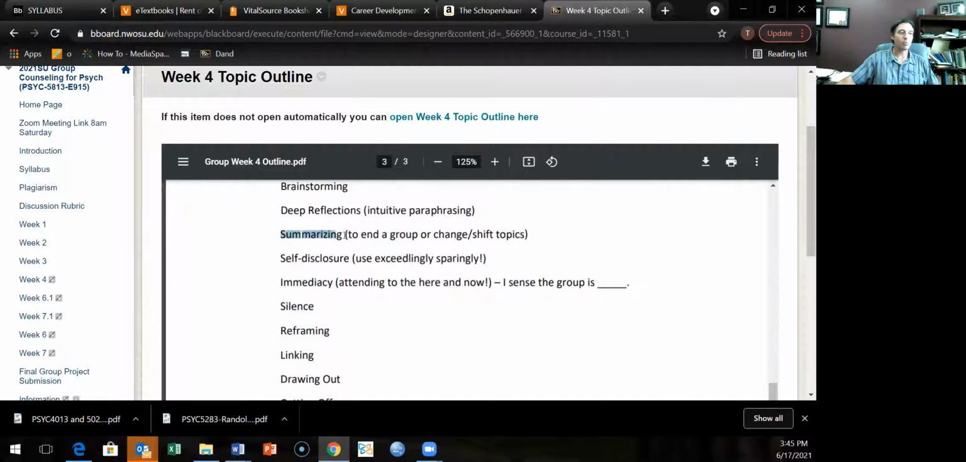Summarizing, as even the book will put, is something to do toward the end or when you want to shift topics. So if you have an introductory activity, you might summarize that and then move into the main point of your group, and also summarize at the end. That's important.